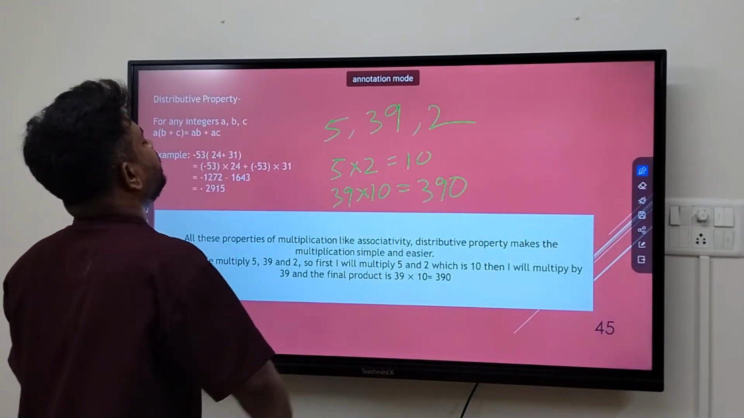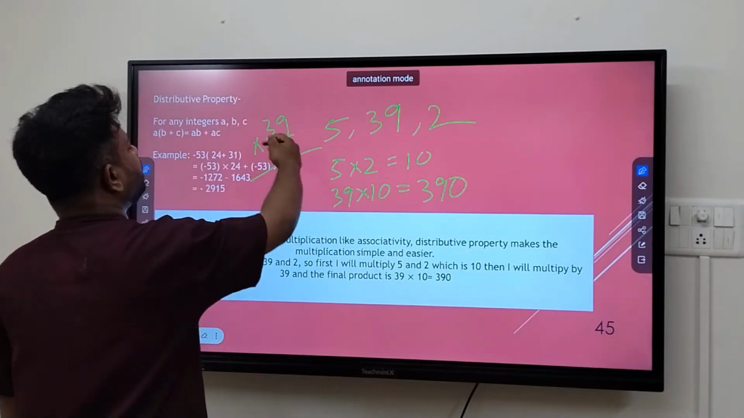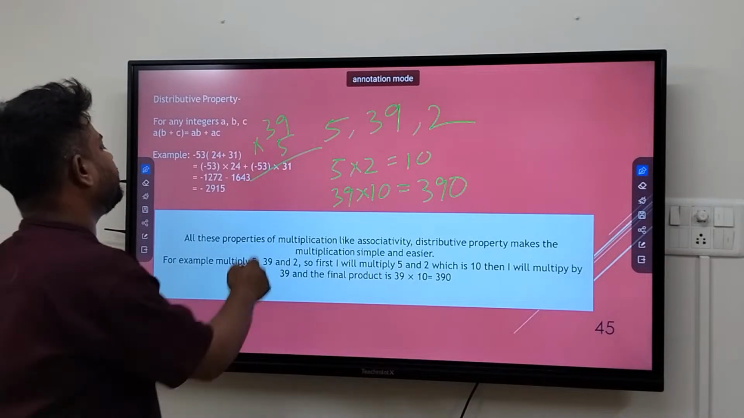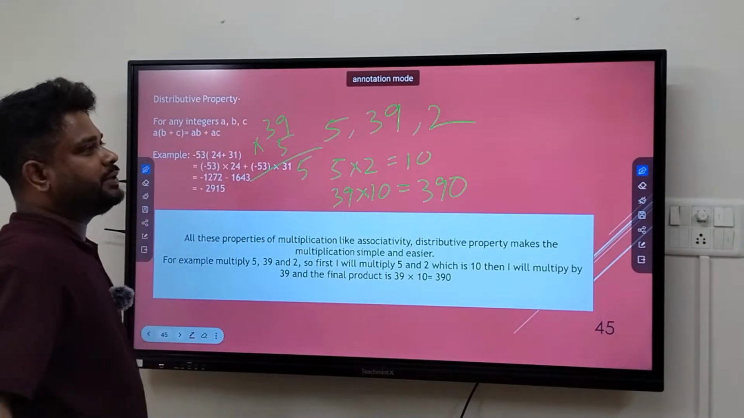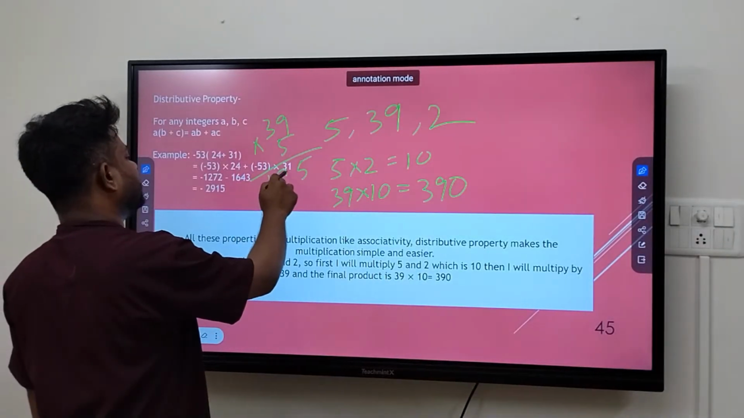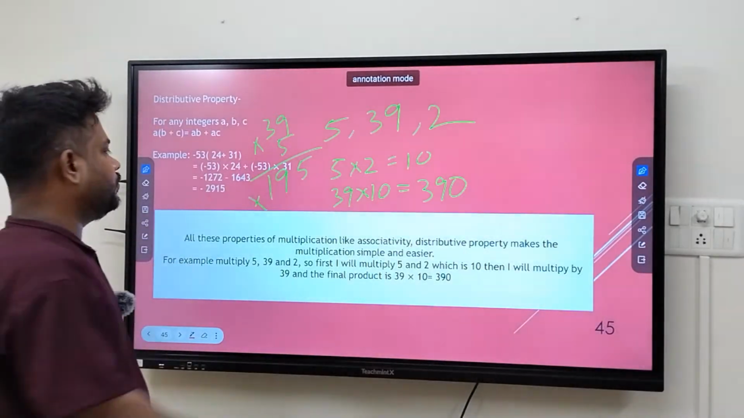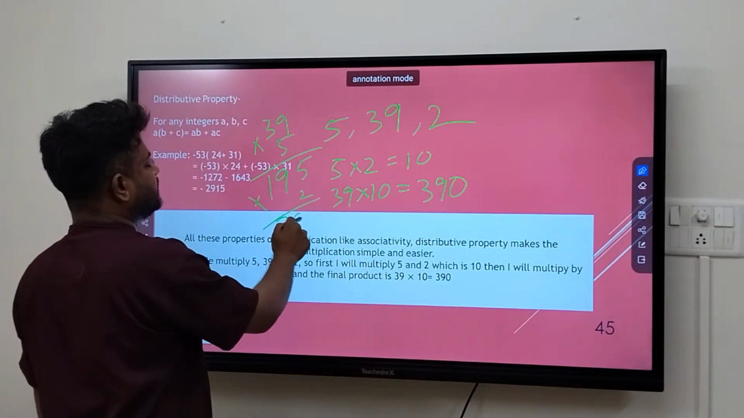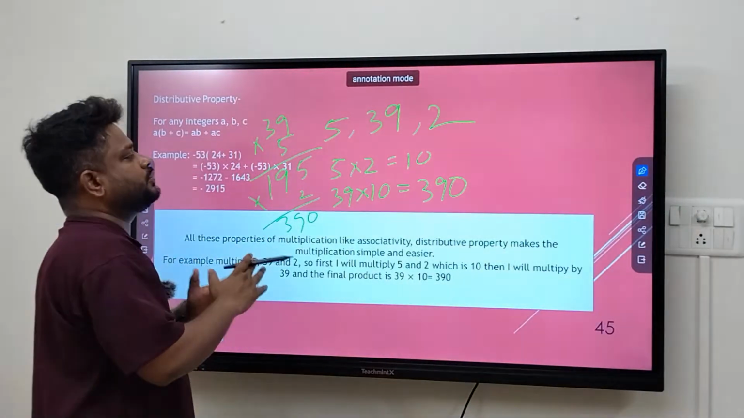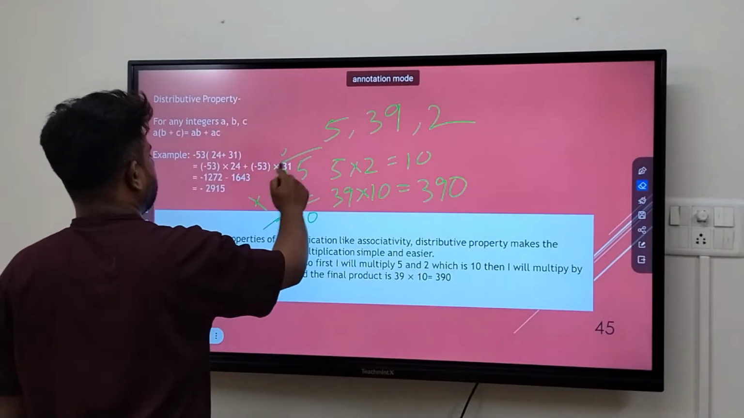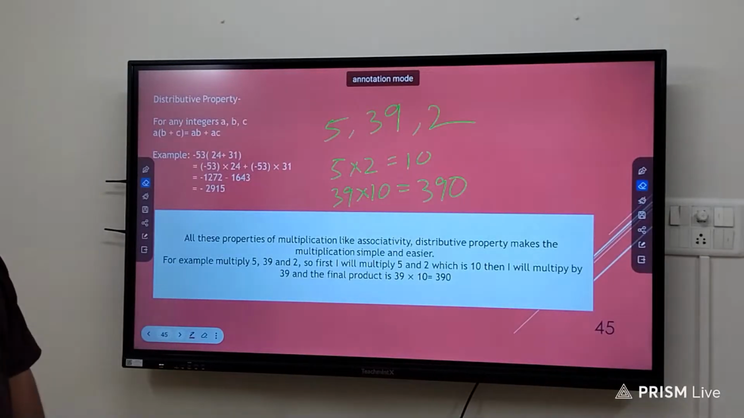Okay, if you try to multiply 39 with 5, then you have to remember the tables: 5 nines are 45, 4 in hand, 5 threes are 15 and 4 is 19. Then you have to multiply it again with 2. So then comes the answer. So this one was a little bit hectic. So using the distributive property, we can solve the sums easily here.